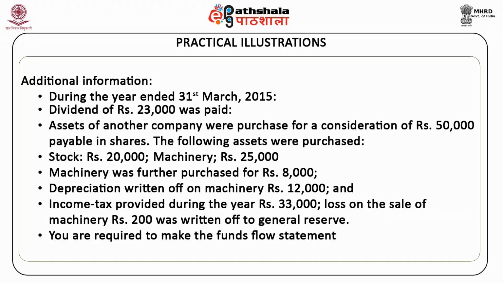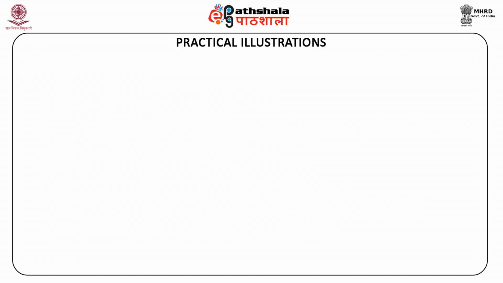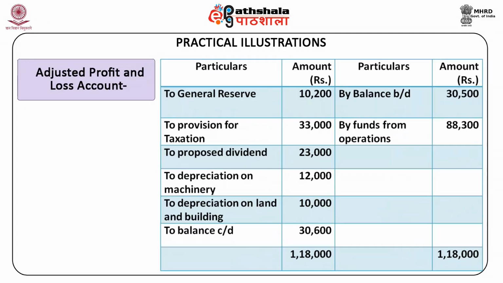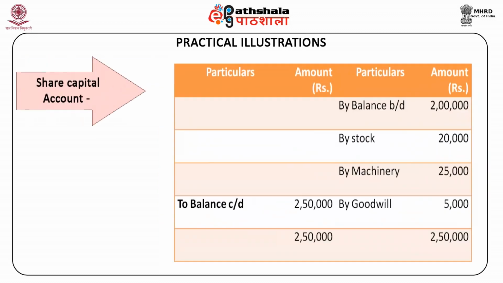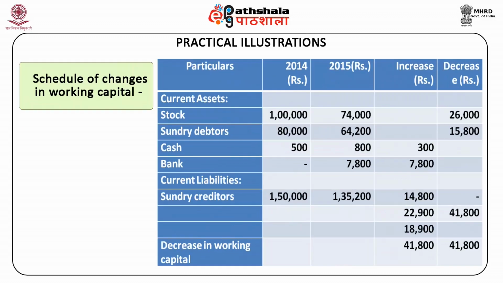Depreciation written off on machinery rupees 12,000, and income tax provided during the year rupees 33,000. Loss on sale of machinery rupees 200 was written off to general reserve. You are required to make the funds flow statement. The solution is as follows: funds flow statement, working notes, adjusted profit and loss account, machinery account, provision for taxation account, share capital account, schedule of changes in working capital account.